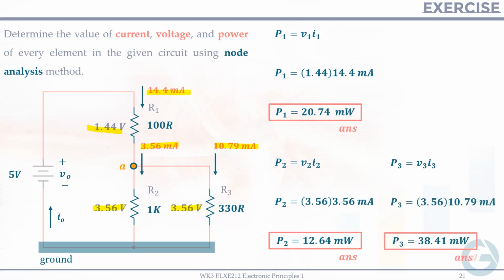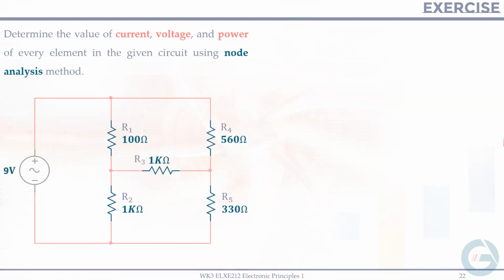Okay, so let's have another exercise. We will be using the node analysis method for the circuit. So the same requirement, we will calculate the current, voltage, and power. So what's the first step? First step is to select the reference node, the ground. Label the voltages with respect to that node.